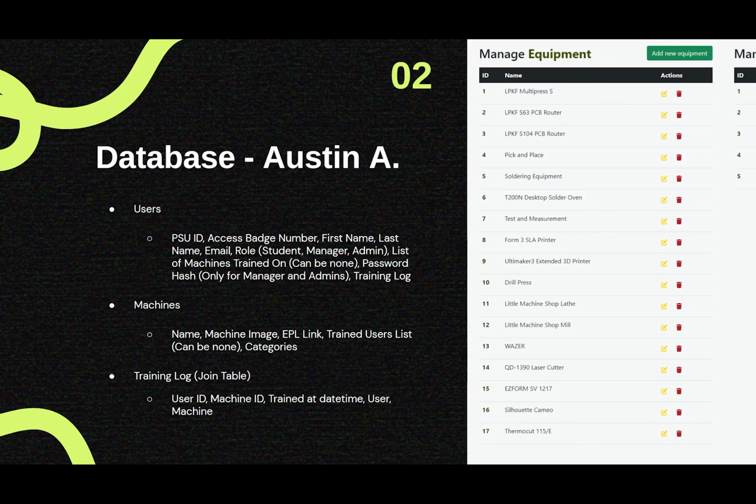It contains the name and image of that particular machine, a hyperlink to that machine on the EPL website, a relationship to the training log, and a categories relationship to other machines. Now, the training log join table links up both previously mentioned tables by using the positional ID of both the users and machines in their respective tables, the date and time of the user's training, and a relationship to both the user and machine tables.